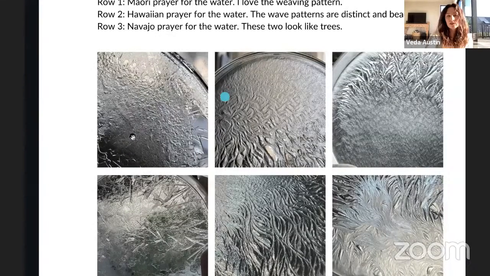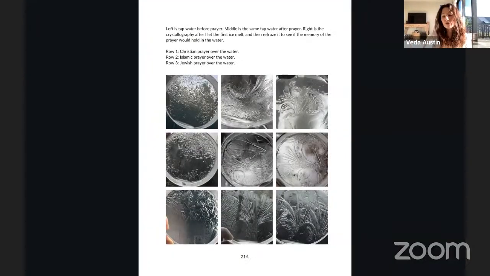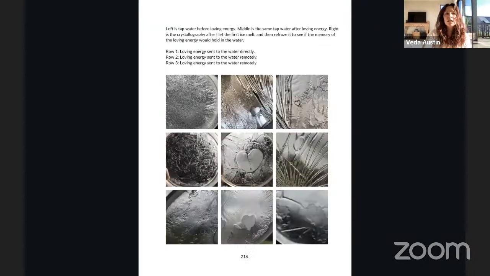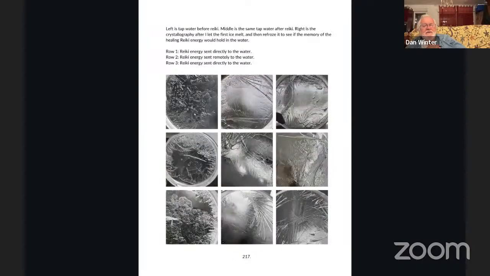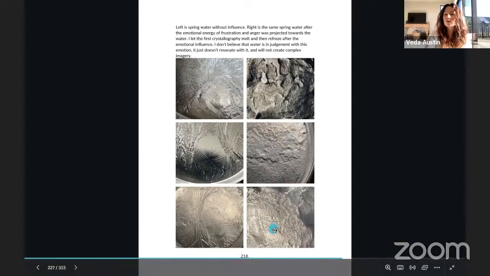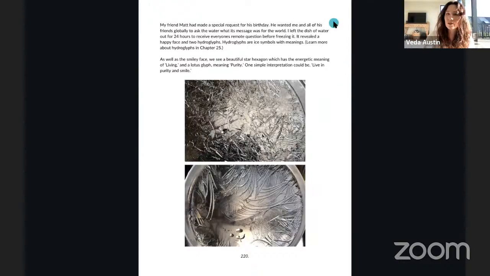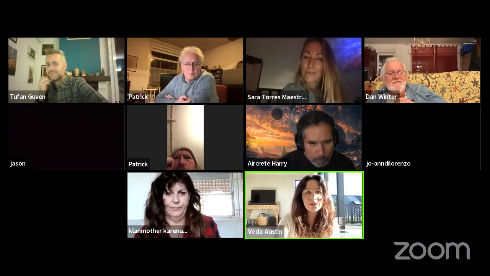So we look at these disordered structures, and then we see the patterns that have formed afterwards, and we see that the patterns hold. And this is from different types of prayers. The others were indigenous prayers. These are different religious prayers, and then healing energy, and then Reiki energy. And then what's this one? Oh, this is the difference between after you put a very angry, frustrated energy into the water, how it disorders the spring water. Goes on and on. But we will stop. We have to stop somewhere, and I'll stop there for now.